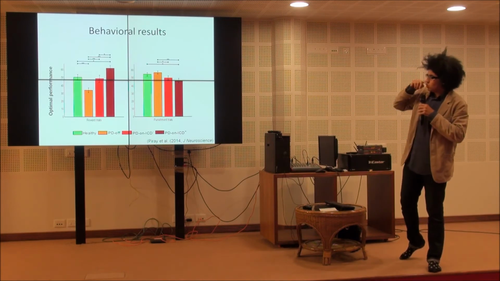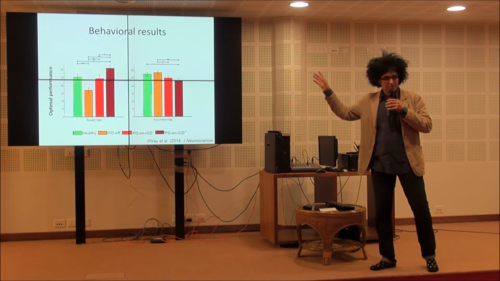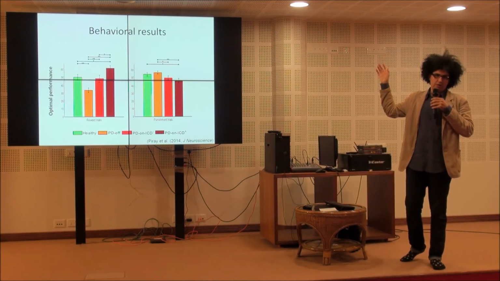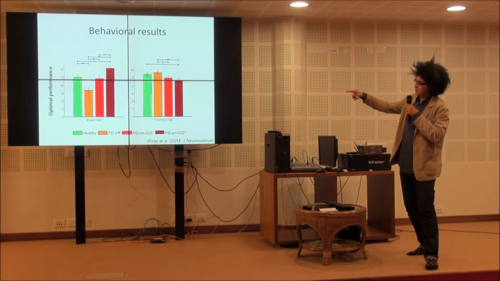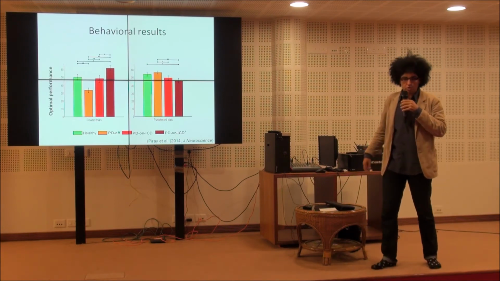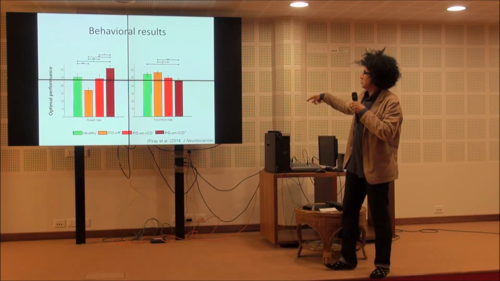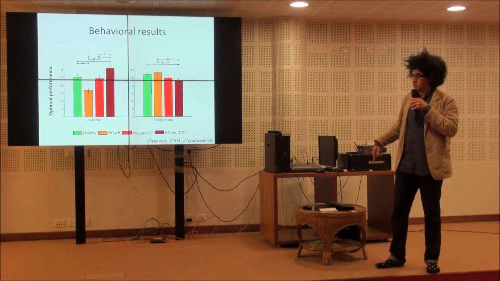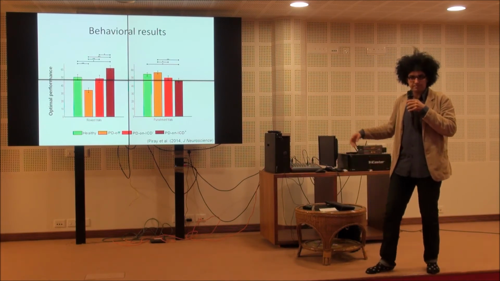So what you see here is that the impulsive group has the highest reward learning compared to other groups. And as you can see on the figure on the right, the impulsive patients learn way less from punishment than the other groups. Okay.